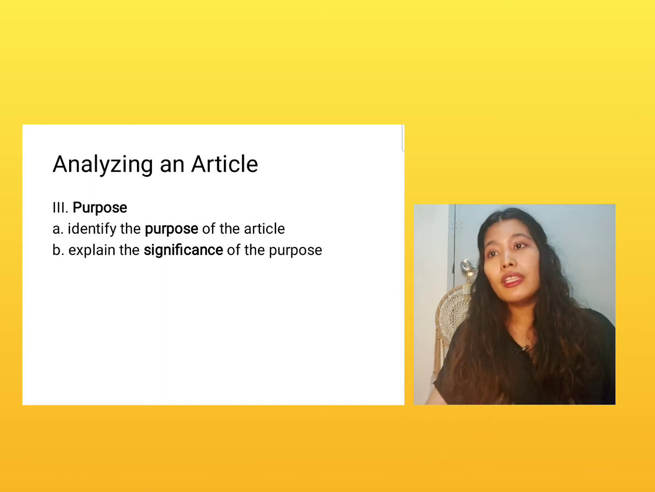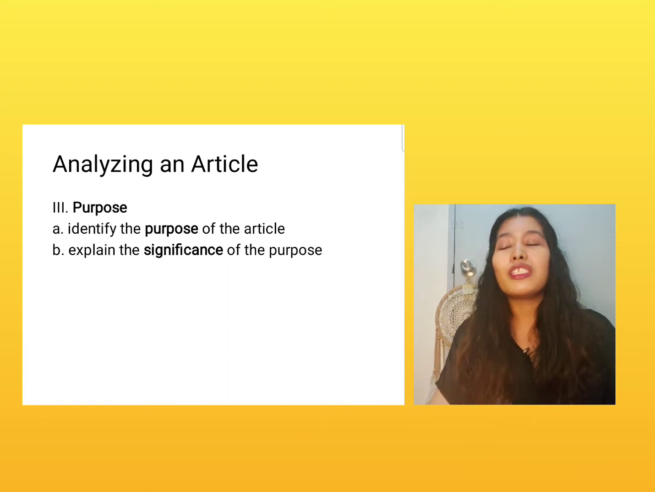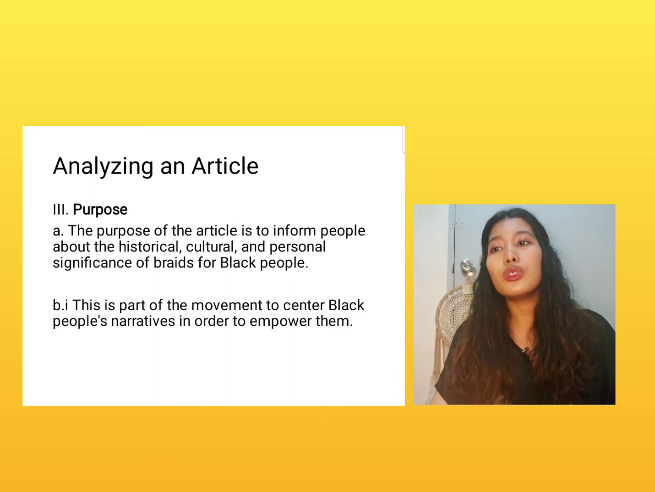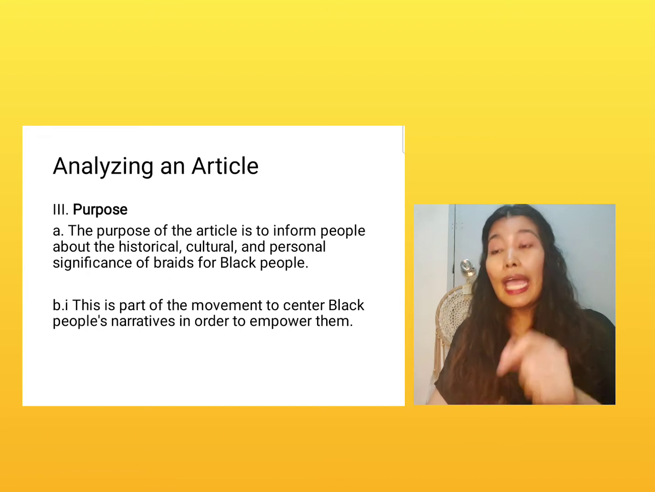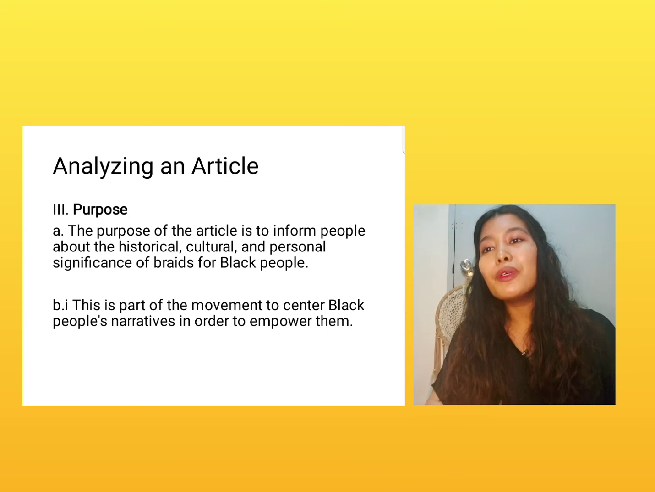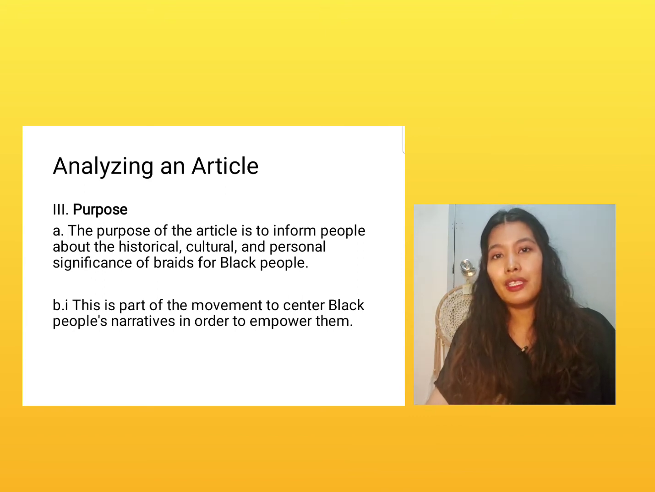When you identify the purpose, the first thing you have to do is identify the purpose of the article. And of course, you don't just end there, you explain the significance of the purpose. So the purpose of the article is to inform people about the historical, cultural, and personal significance of braids for Black people. And why? Because this is part of the movement to center Black people's narratives in order to empower them. Alright?